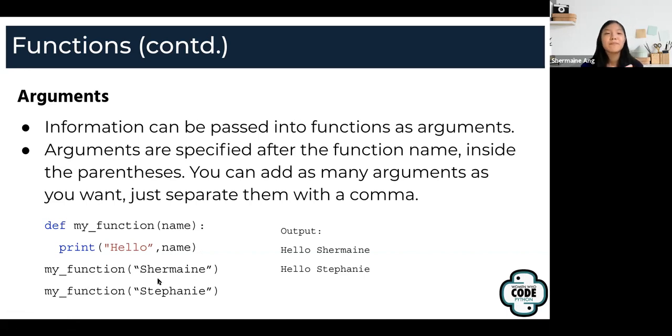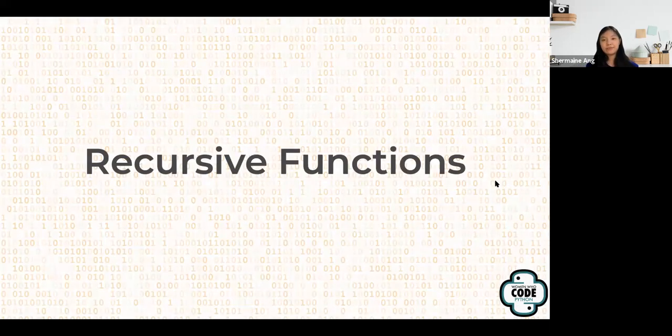So I'm assigning the variable name as Shermaine, so that when I call this function, it will print out hello Shermaine. And then if I want to change the name to, let's say, Stephanie, then I just have to change what is in the brackets, and it just does whatever I want it to do. So the output will look something like hello Shermaine, hello Stephanie. And with that, I'm done recapping on functions, and we'll move on to recursive functions.